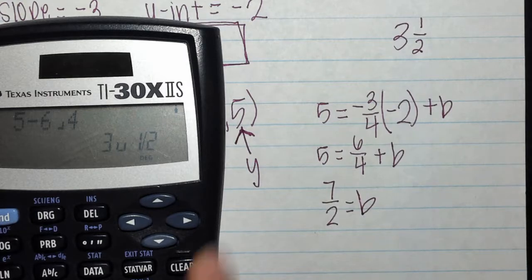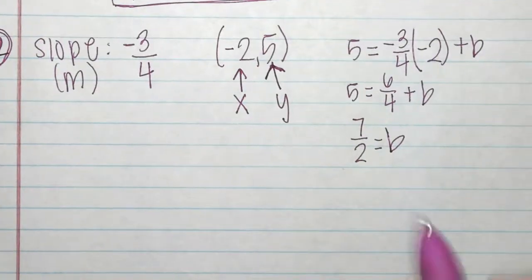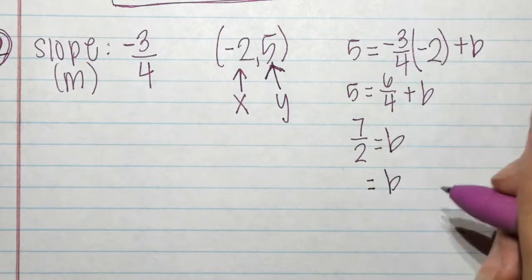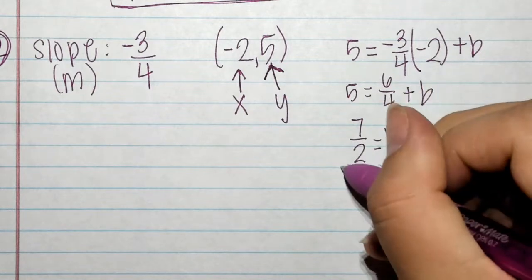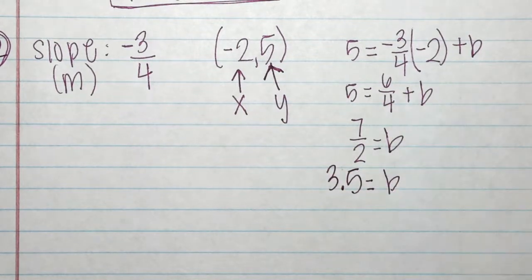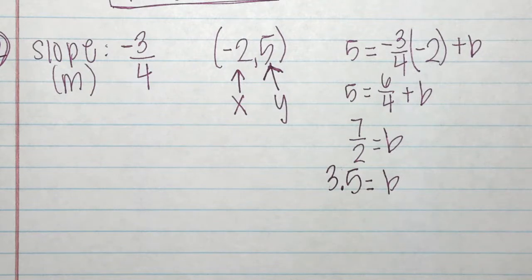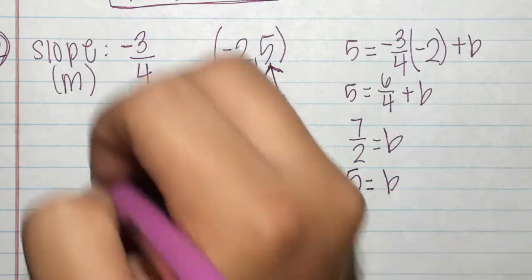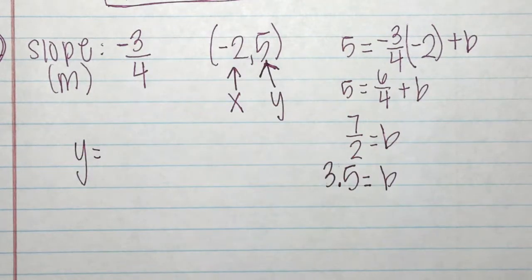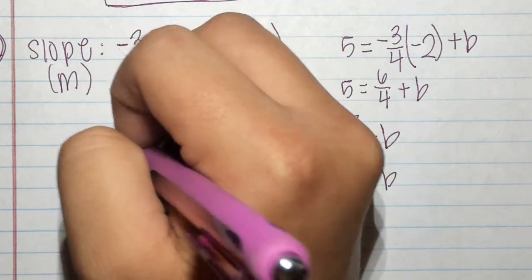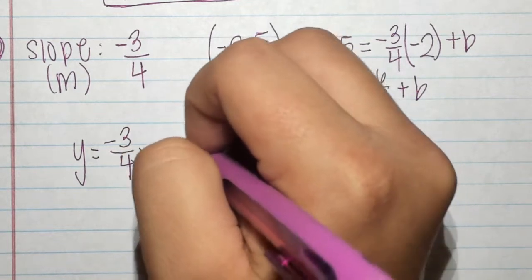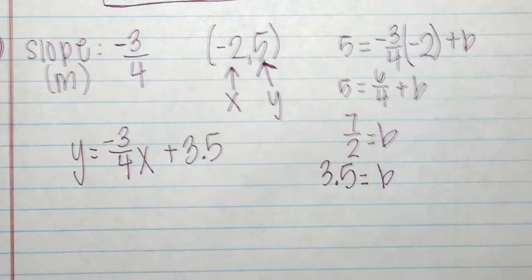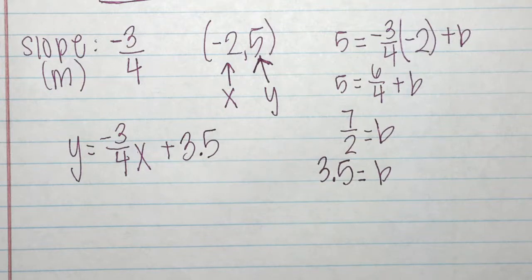Same thing. But this is your y-intercept, and I don't really mind if your y-intercept is in a decimal because it's not slope. It's not rise over run. It's where you're starting. So this could be 3 1/2, 3.5. Okay, so I have b, I have m. Plug it in, plug it in. y equals negative 3/4 x plus 3 1/2, 3.5. Okay?